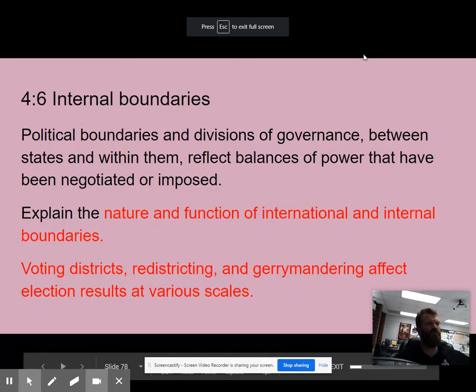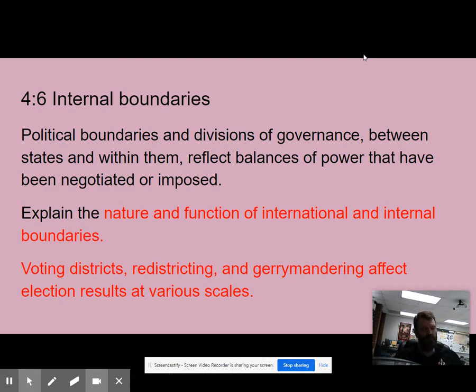All right, so today we're going to talk about internal boundaries, and this should really say internal and international boundaries. But those are political boundaries. Remember, the political is something that's established by some kind of sovereign nation or government, and the divisions of that government, between states or inside of states, and it reflects the balance of power that have been negotiated or imposed through war, or however they were worked out.